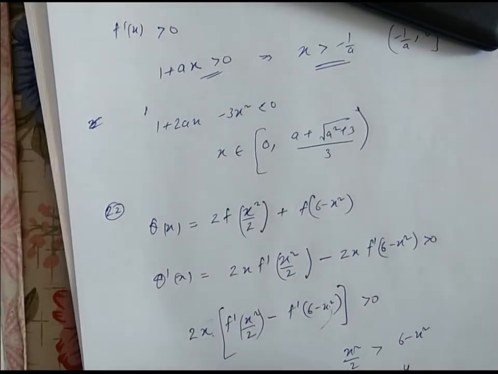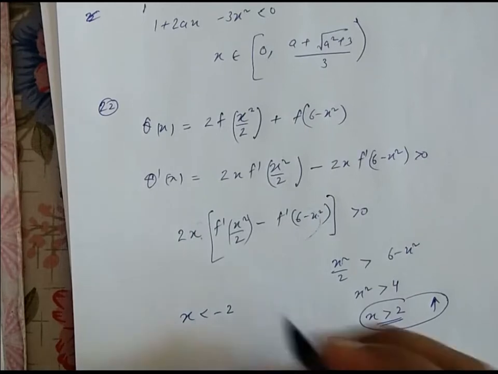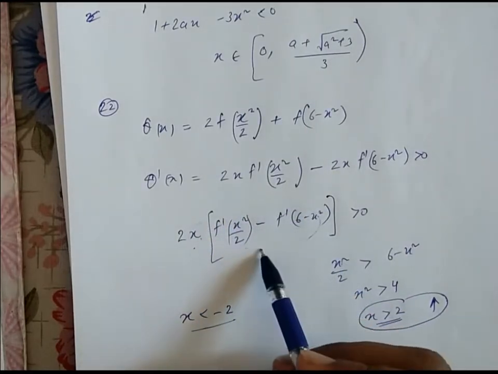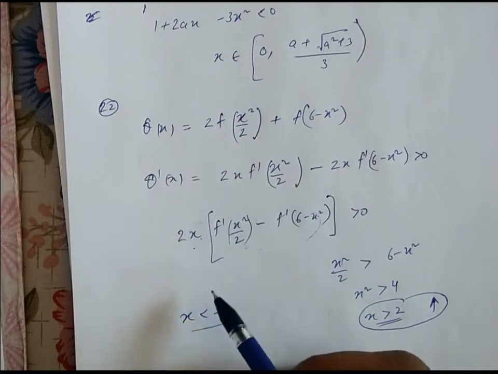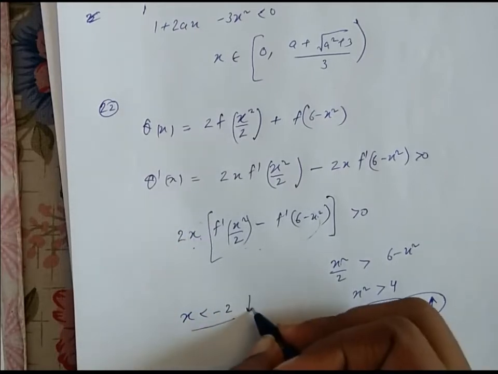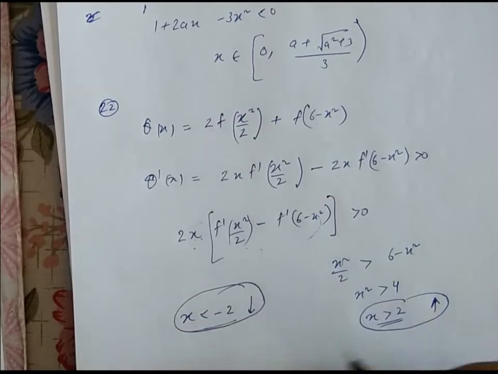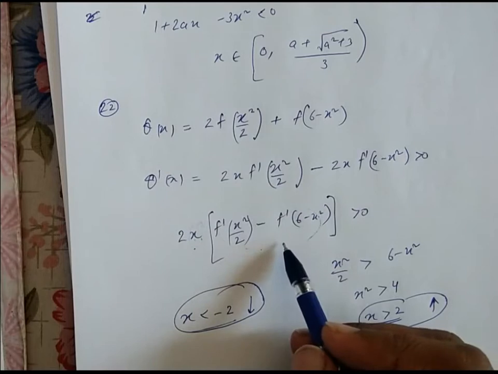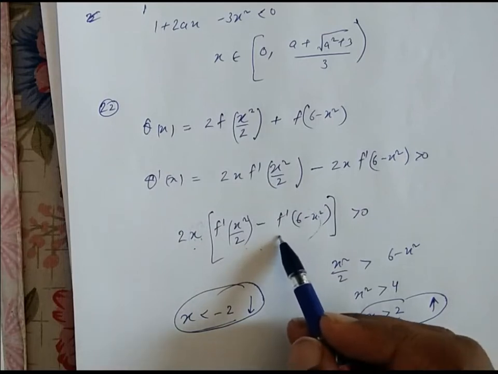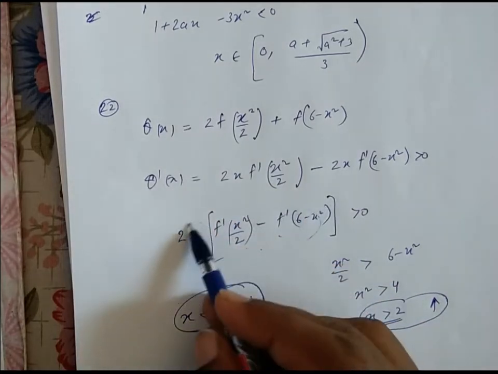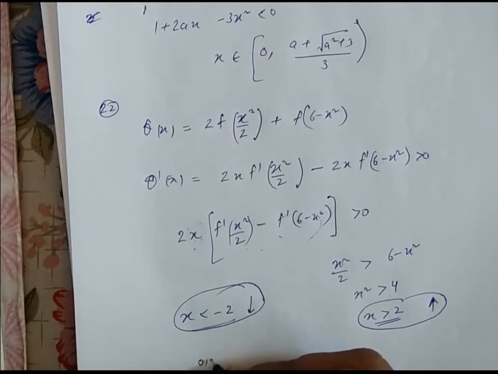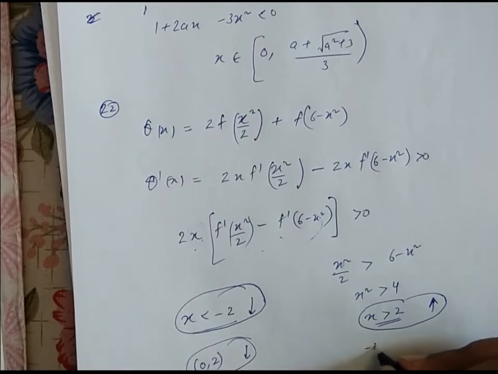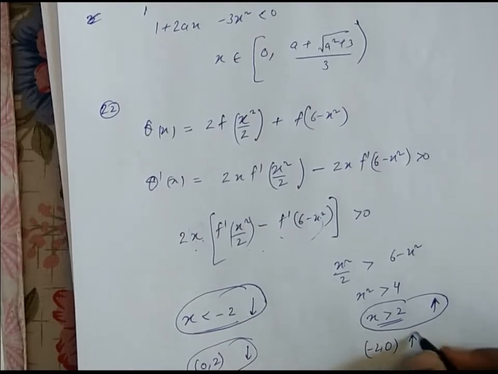If x is less than minus 2, this will be positive, this will be negative, the function will decrease, and if x is between 0 to 2, this will be negative, this will be positive, the function will decrease. Similarly, between minus 2 to 0, the function will increase. Okay.